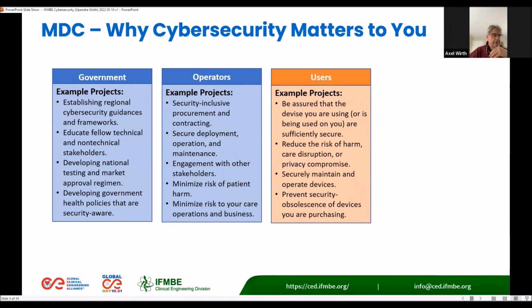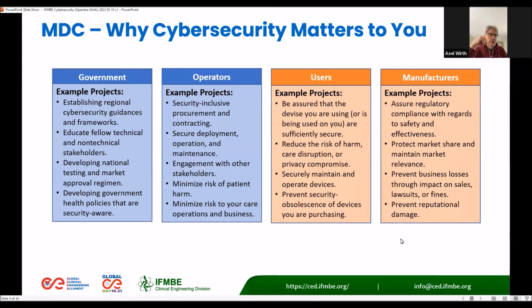Then as a user, you may be assured that the device you're using or that is being used on you is sufficiently secure, right? As a patient, for example, you want to trust the device that you're using. You want to make sure that the risk of harm, the risk of care disruption, or even a privacy compromise is sufficiently assured. Potentially, you may even have some basic maintenance task if you, for example, operate the device in your home. And then lastly, you want to prevent security obsolescence of devices that you are purchasing. You want to make sure that they are indeed secure for the future.